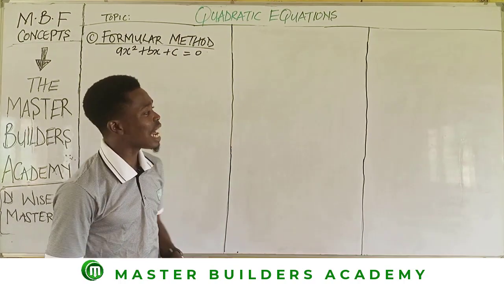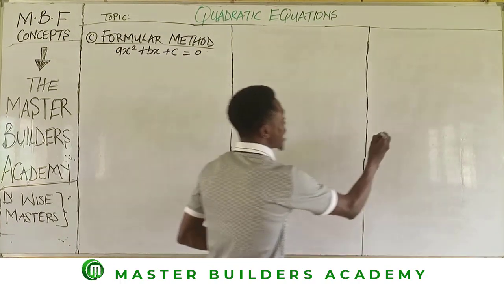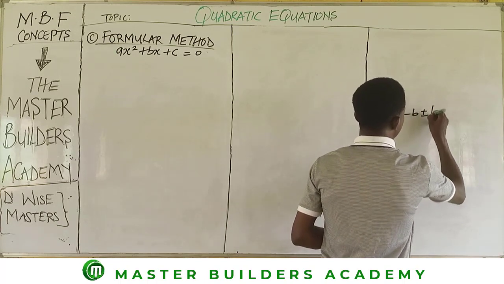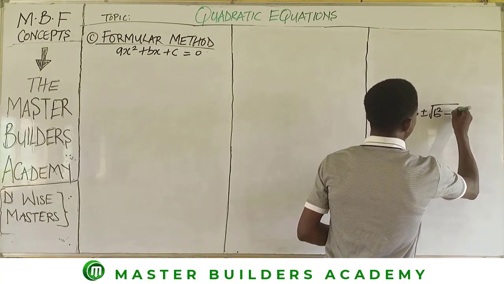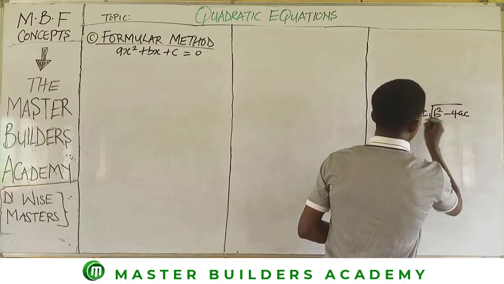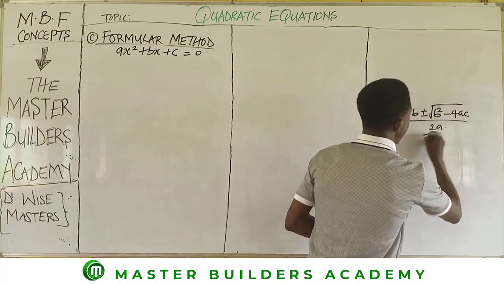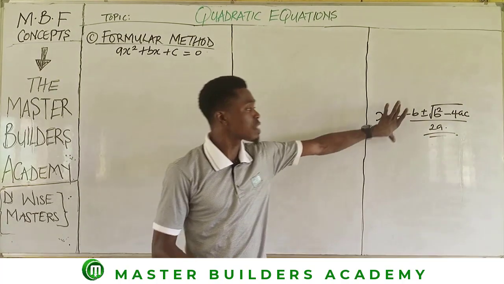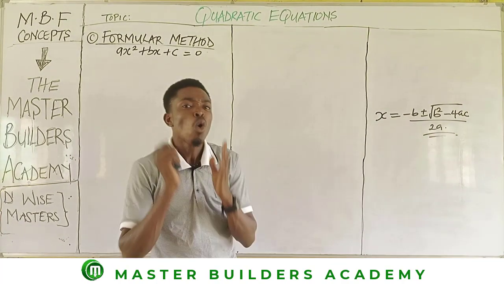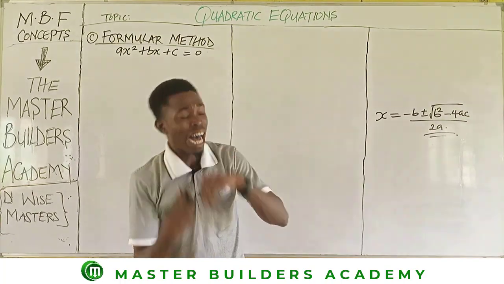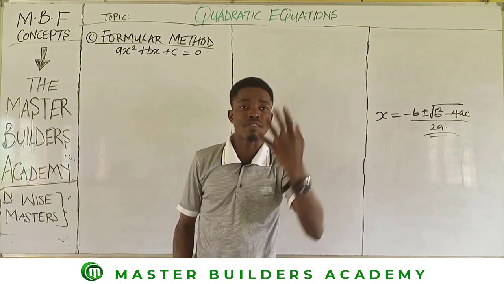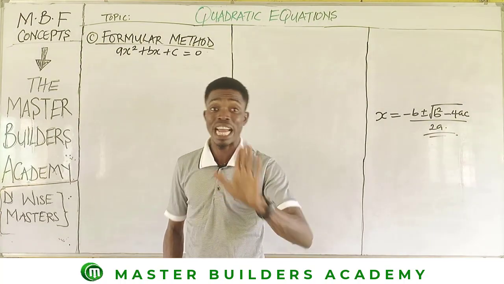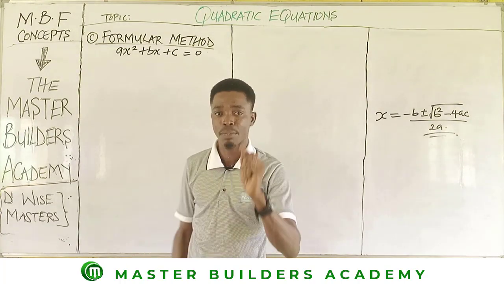You understand that generally we were taught that x is equal to minus b plus or minus the square root of b squared minus 4ac all over 2a. So anytime you have a quadratic equation that you cannot factorize, you can quickly use this formula. Now, in this video, we are quickly going to look at how this formula was derived using the method of completing the square. Guys, you are going to love this, but pay maximum attention.